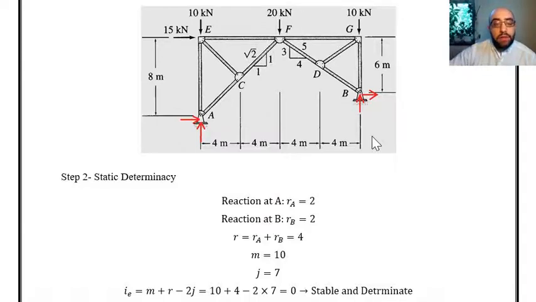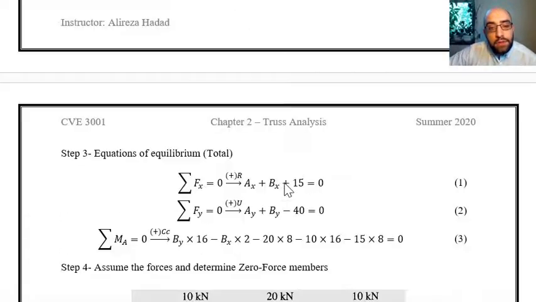For that, we know there are 3 equations that we can write. One of them is summation of forces in X. The other one is summation of forces in Y or vertical direction. And the third equation is summation of moments around one point, which I usually consider the left point, but it's your call. I mean, you can pick point B for finding the moments around. But let's see how we can use these equations.